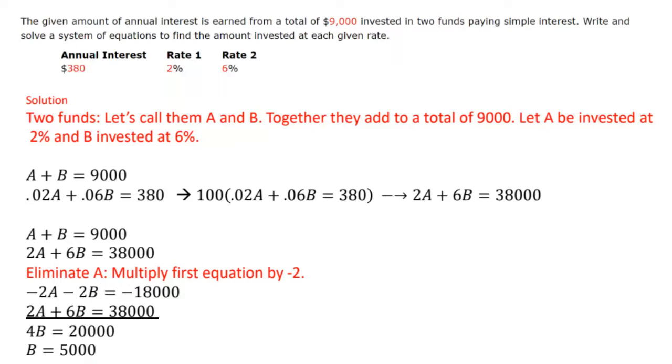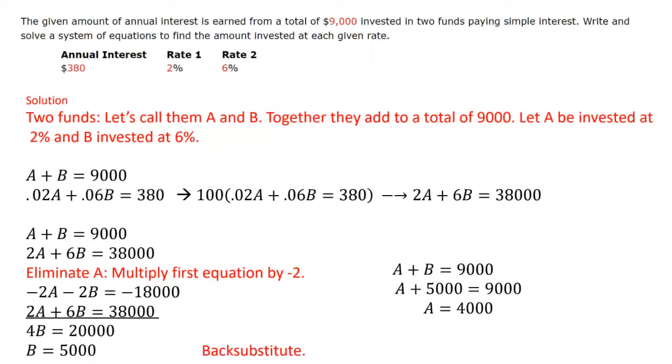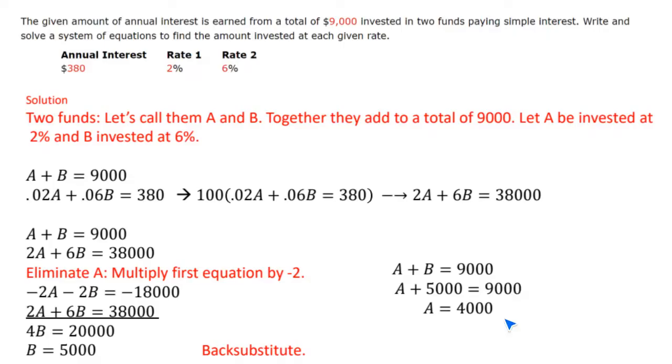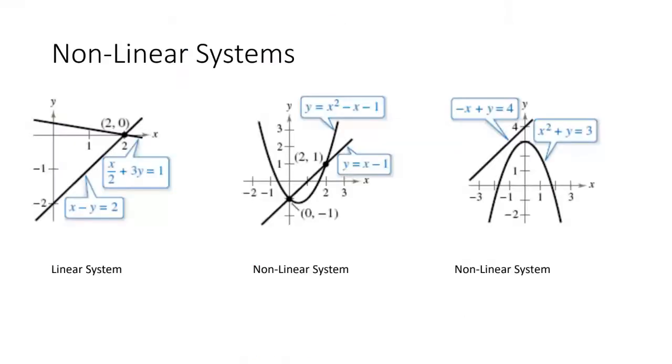So if B is 5,000, then we need to find A. Together we said it was 9,000, so that means that A has to be 4,000. So that's how much money you're going to put in each of the accounts. You're going to put 4,000 in account A and 5,000 in account B.